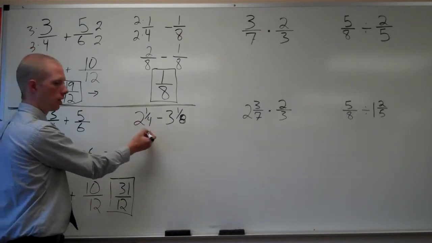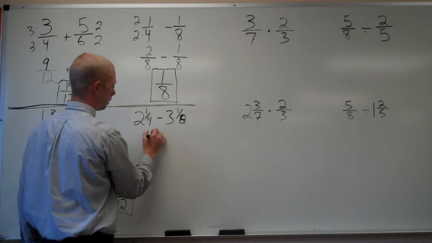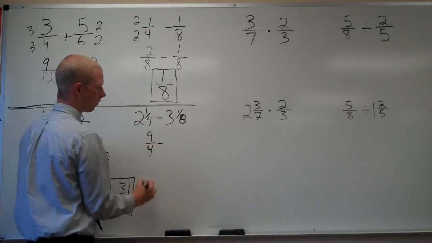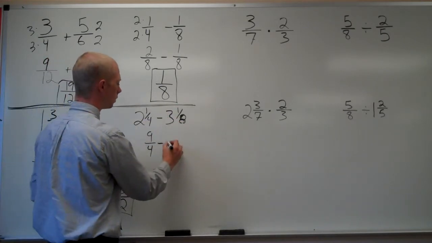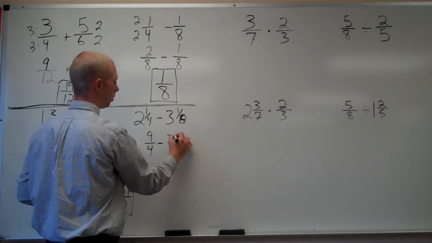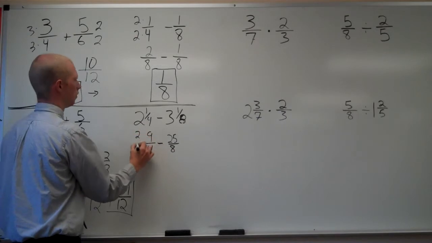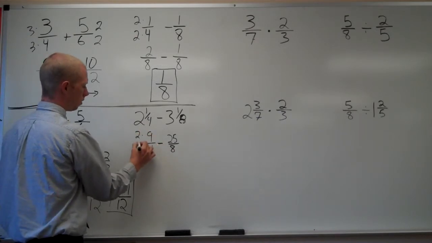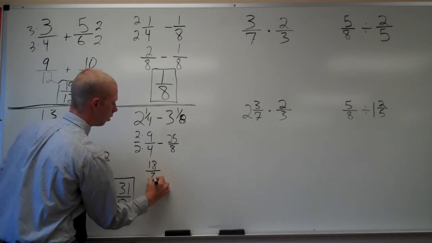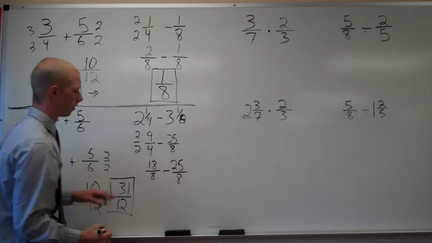You're going to start out by doing the same thing. 2 times 4 plus 1, that's going to be 9. And you notice your denominator stays the same. Minus 3 times 8 plus 1, denominator stays the same. 3 times 8 is 24, plus 1 is 25. Now we need to change our first one again. Times 2 over 2. That'll give you 18 over 8 minus 25 over 8.